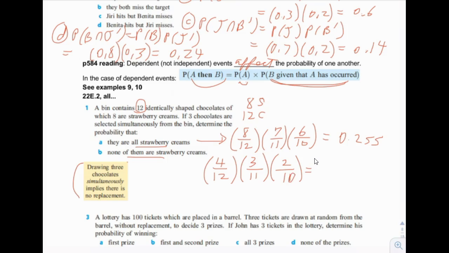So let's see, 4 times 3 times 2, divided by 12, divided by 11, divided by 10. So the answer is 0.0182. Okay.